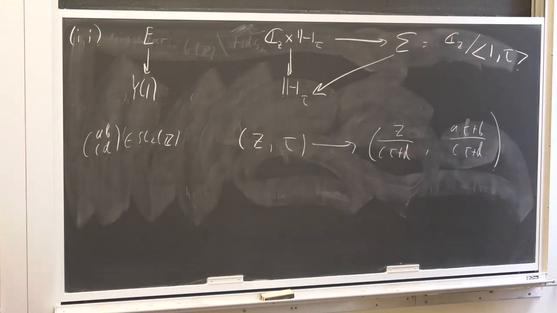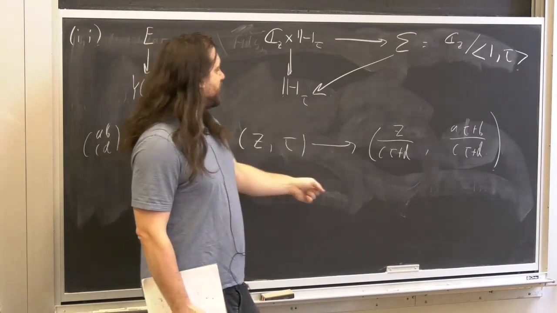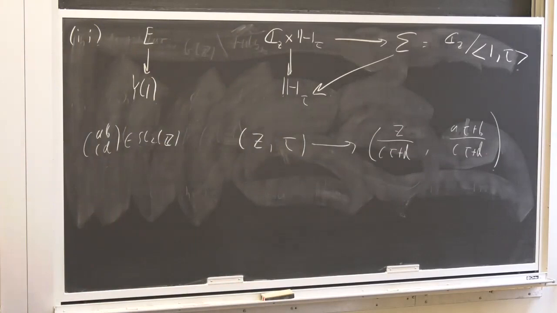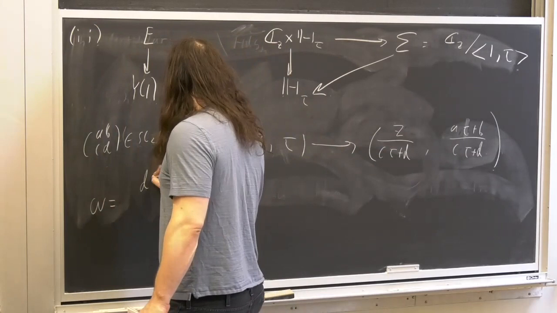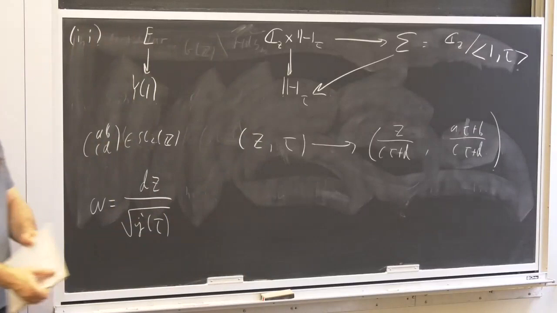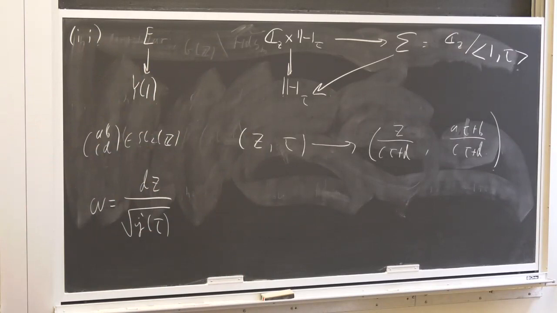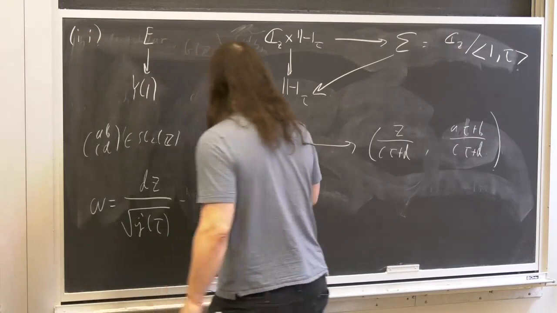Then we're trying to make a relative one-form. A natural guess would be dz, but dz is not invariant under the group action; it transforms by a factor of (c tau plus d). So we have to multiply by something in tau which will cancel out this transformation. One way to do that is to let omega be dz divided by the square root of j prime of tau. There are lots of ways to do it, but this is one. Since j is invariant, its derivative is modular of weight two, and you work it out: the transformation gets canceled. This is a relative one-form.